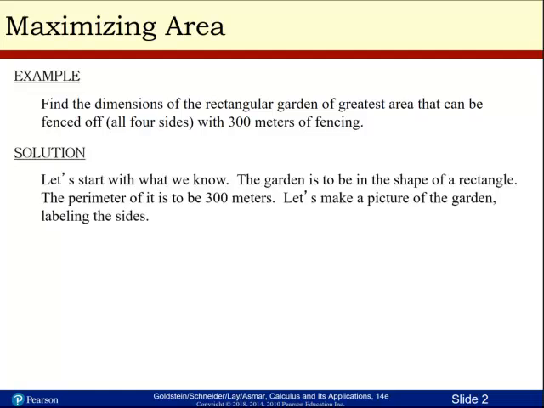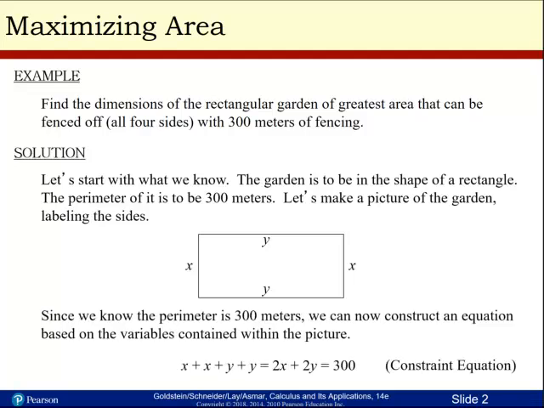All right, let's start with what we know. The garden is to be in the shape of a rectangle, so I'm going to draw a rectangle. The perimeter of it is to be 300 meters, so let's make a picture of the garden, labeling all the sides. All right, this is what I know so far, and since we know that the perimeter is 300 meters, we can now construct an equation based on the variables contained within the picture.